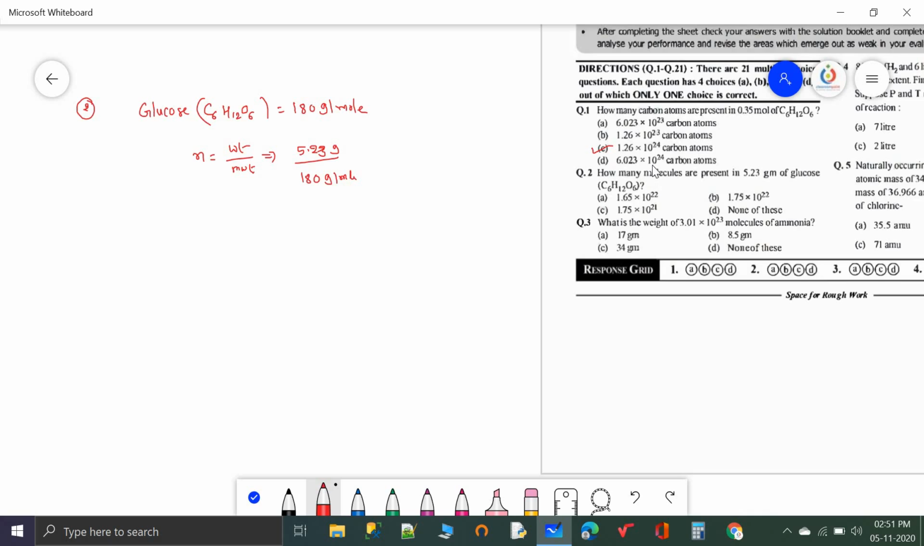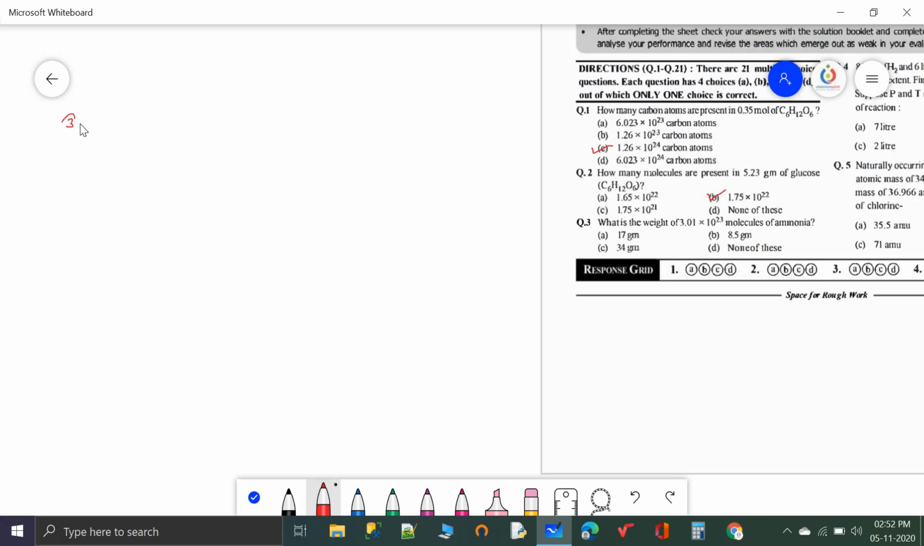They are asking how many molecules are present. So the number of molecules formula: number of molecules equals number of moles into 6.022 into 10 power 23. Number of moles here is 5.23 divided by 180, into 6.022 into 10 power 23. If you calculate everything, you will get 1.75 into 10 power 22. So option B is correct.